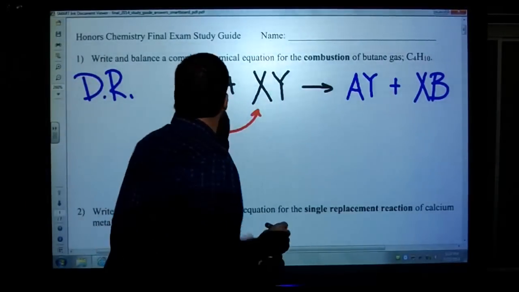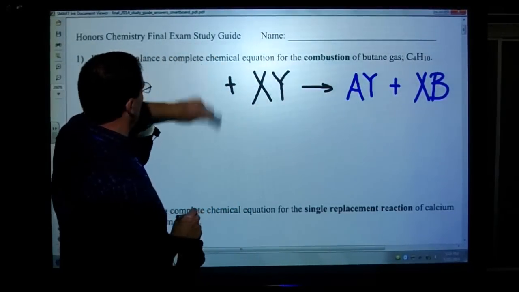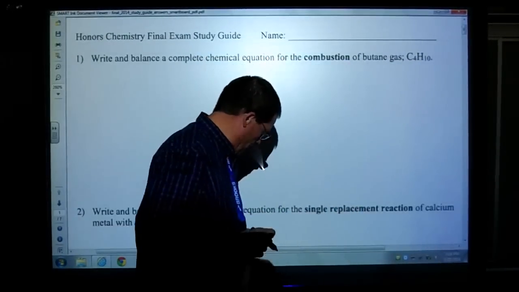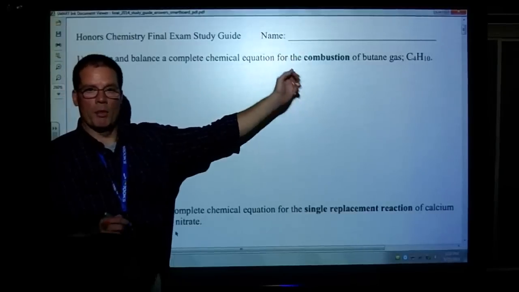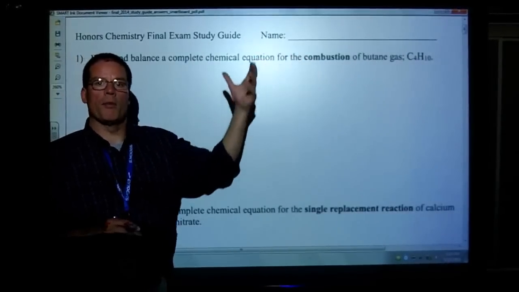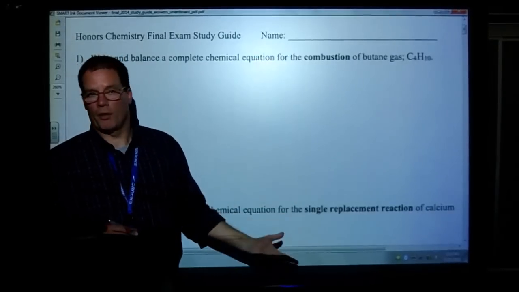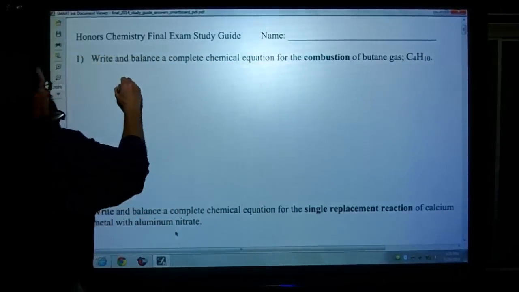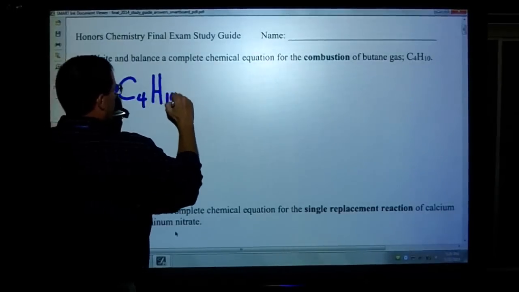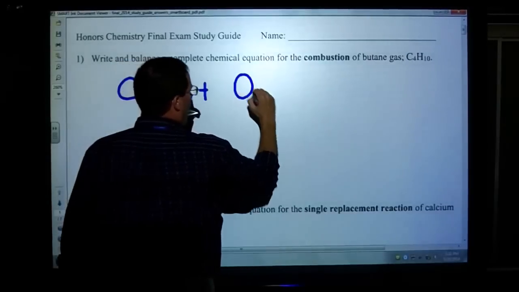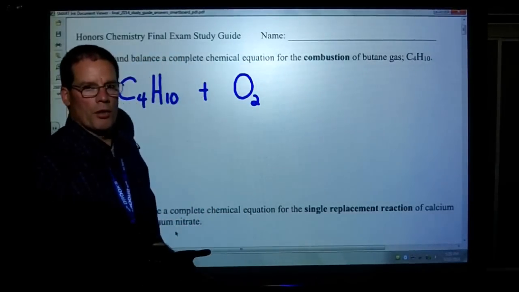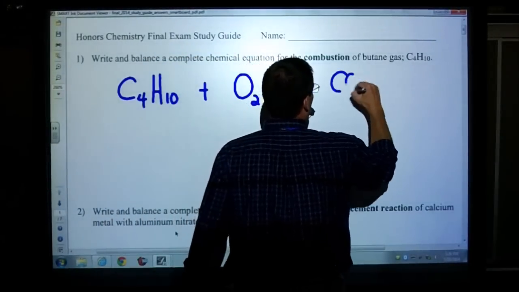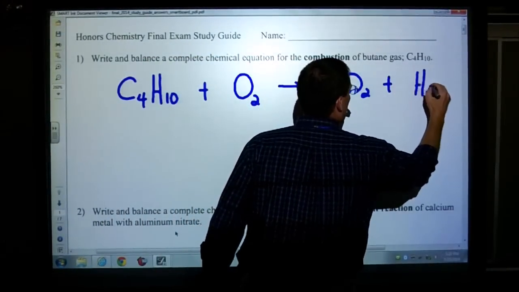What's this question asking for? That's asking for you to write and balance a combustion reaction. So again, the combustion reaction involves a hydrocarbon, something with carbon and hydrogen reacting with oxygen, forming carbon dioxide and water. So in this case here, we have our hydrocarbon, which is C4H10. It will react with oxygen, and we'll always say that oxygen is in excess, and you remember what that means. And we'll form carbon dioxide and water.